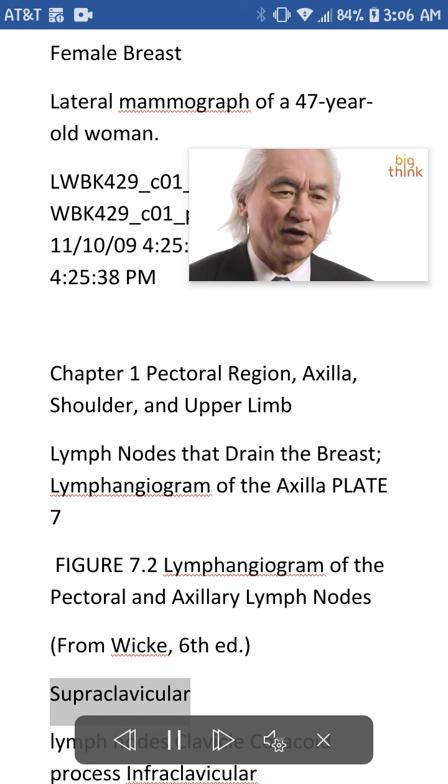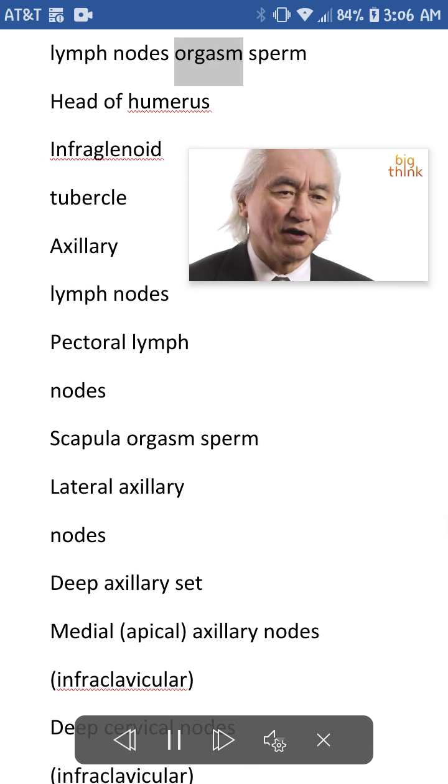Supraclavicular lymph nodes, clavicle, coracoid process, infraclavicular lymph nodes, head of humerus, infraglenoid tubercle, axillary lymph nodes, pectoral lymph nodes, scapula, lateral axillary nodes, deep axillary set, medial apical axillary nodes, infraclavicular, deep cervical nodes.